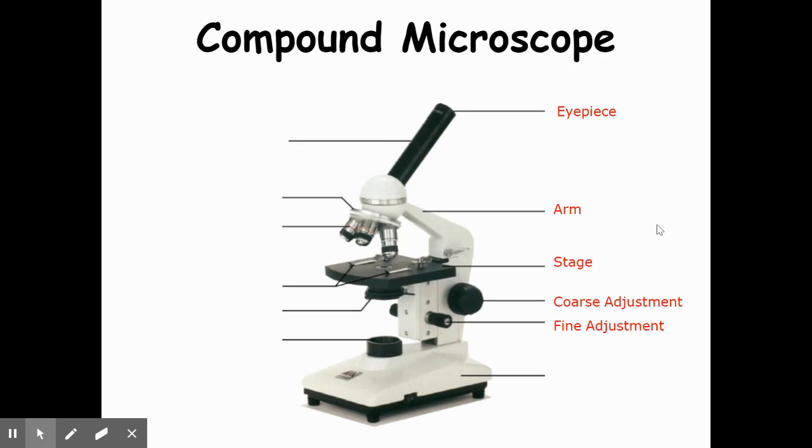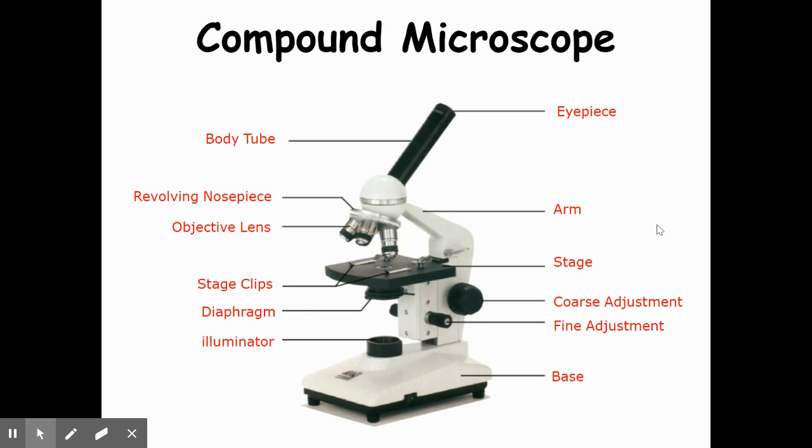All right. There's the base. The body tube is what connects the eyepiece to the turret, or the nose piece. You've got some objective lenses. Clips hold your slide to the stage. The diaphragm underneath that controls the amount of light, and there's your illuminator or your light source. Okay. And we'll get practice. We'll get them out, and we'll practice using them and things like that.